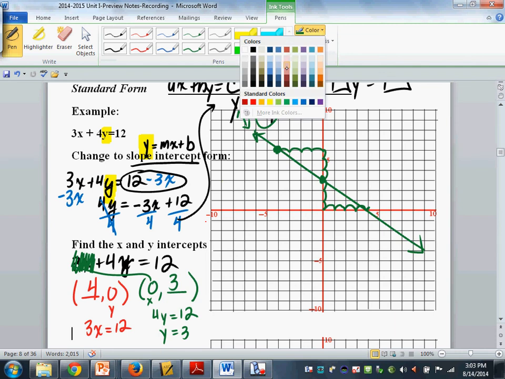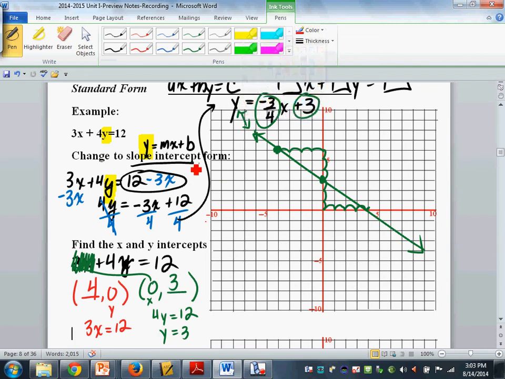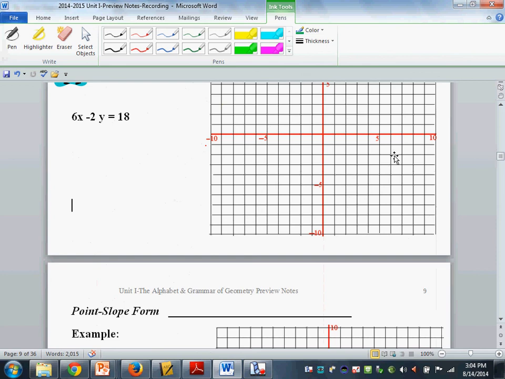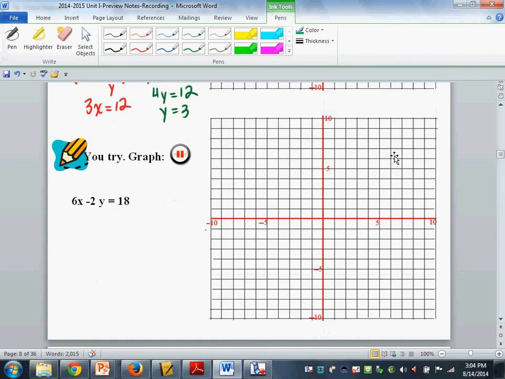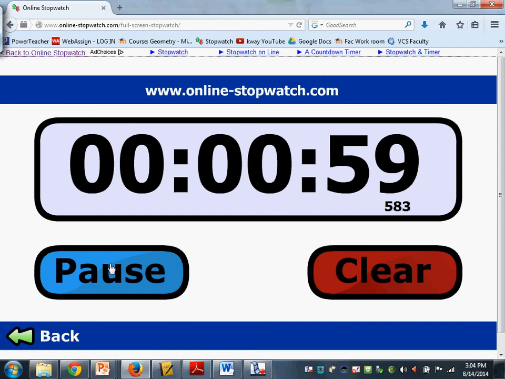Now you plot those 2 points. So we're going to have 4, 0 right here, and then 0, 3 right there, and you can see it's the same line. So you can use intercepts, or you can use y equals mx plus b. I'd like you to take a minute and use either method to graph this line right here. Go.